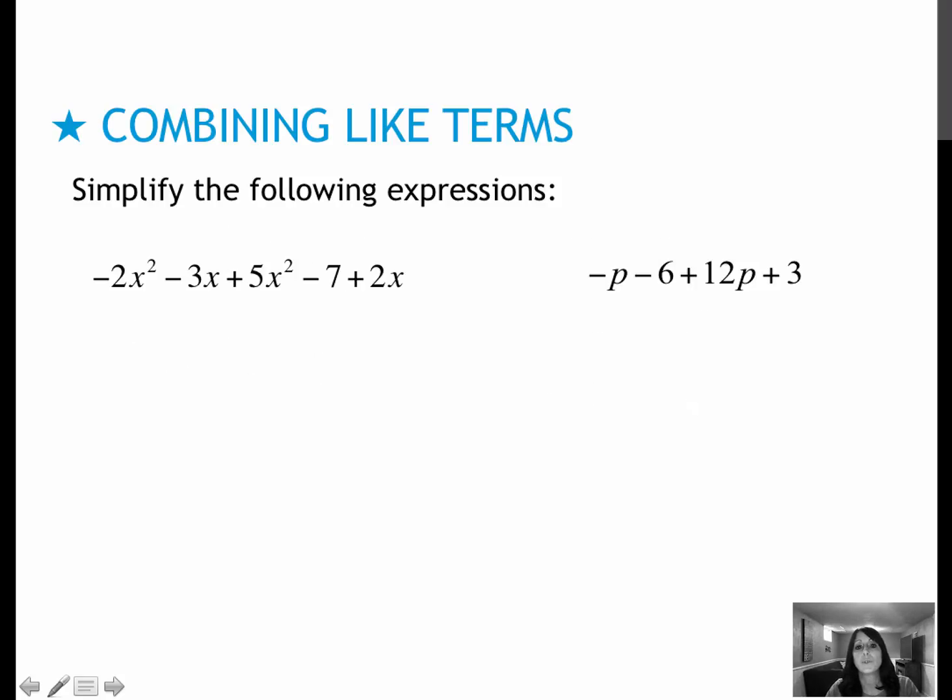Here are two for you to try, a little bit tougher. Go ahead and press pause, do both questions, then press play to see how you did.